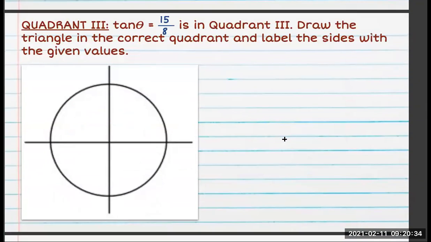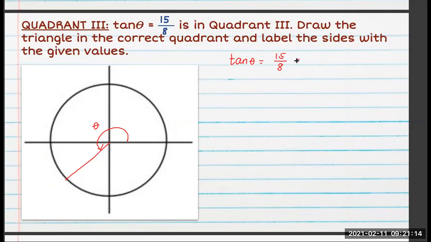Okay. So here, we are given that tangent theta is 15 over 8 and theta is in quadrant 3. So this is the third quadrant. This is where your theta is, the whole thing. Remember, when you measure, you always start with the positive x-axis. That's always the initial side, and the vertex is always at the origin. So this is where your theta is, in the third quadrant. We are given that tangent theta is 15 over 8.